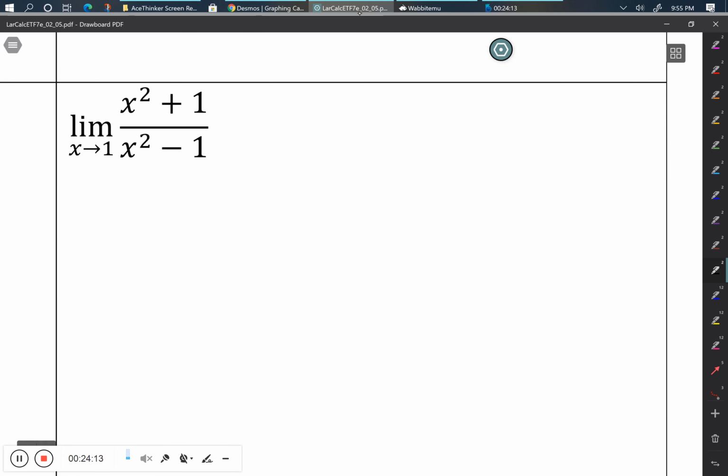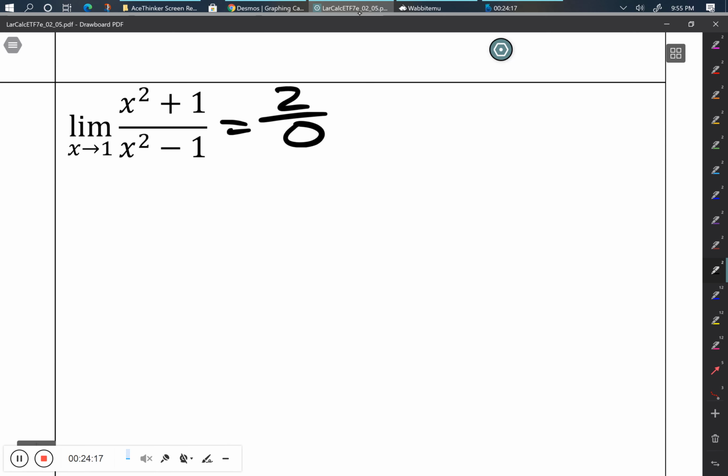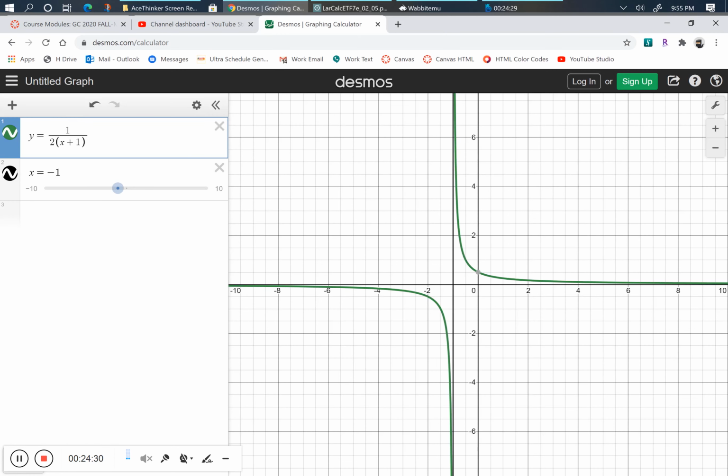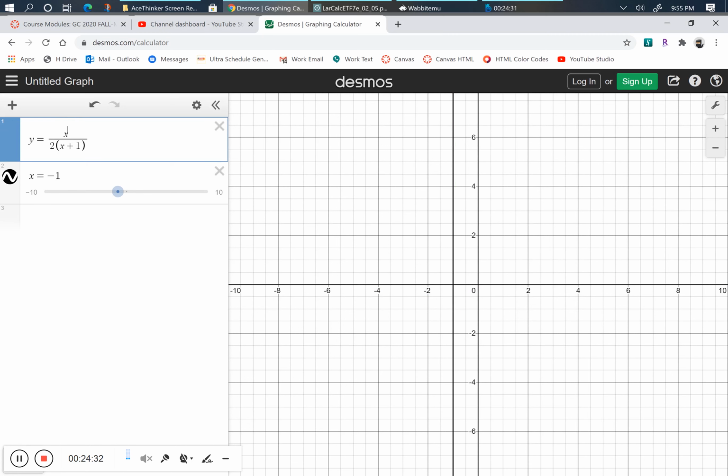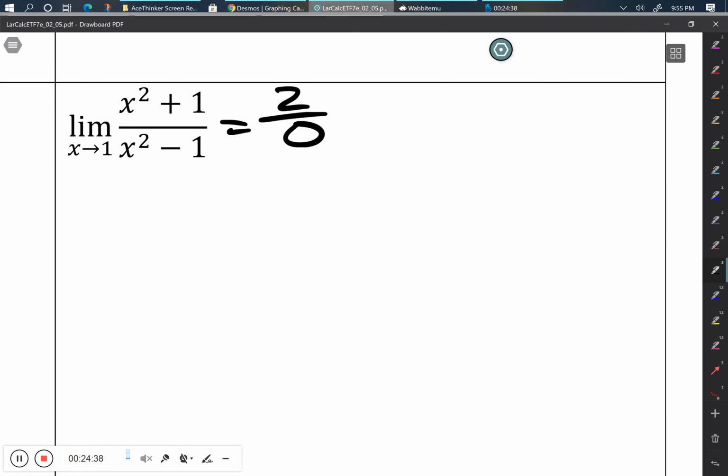How about this one? Direct substitution. 2 over 0. 2 divided by 0 tells me I've got some sort of vertical asymptote thing going on. Again, I'm going to take a look at the graph because that's the easiest way to see these things. I have x squared plus 1 upstairs. And what do we have downstairs? We had x squared minus 1.